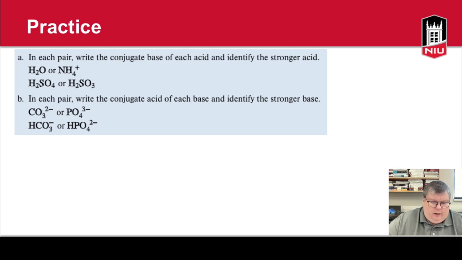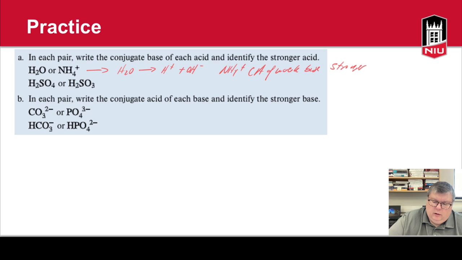So let's take a look at each of these pairs and identify which is a stronger acid. Is H2O or NH4+ a stronger acid? Well, in this case, H2O would dissociate into H+ and OH-, which we know happens, but to a very small extent. NH4+ is the conjugate acid of a weak base. Therefore, it is a stronger acid.